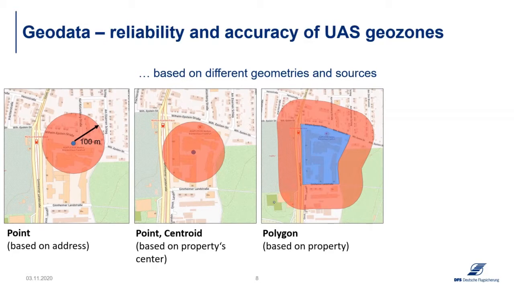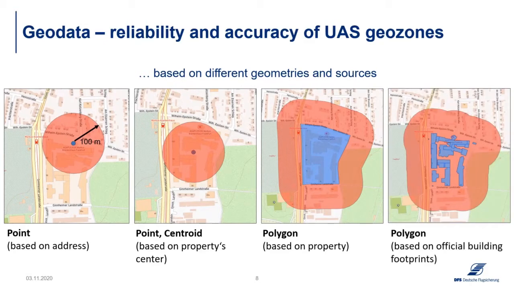You can use, for example, also official building footprints, and here too the UAS geozone covers the entire hospital area. So as a short conclusion, the modeling of UAS geozones depends on the available data sources, but also on the accuracy you want to achieve.